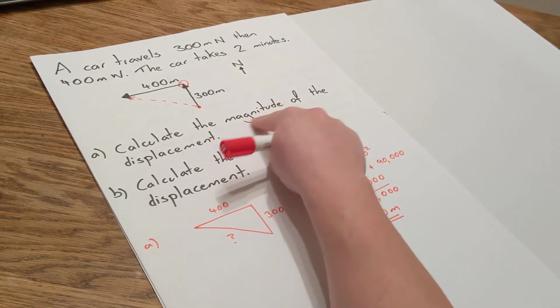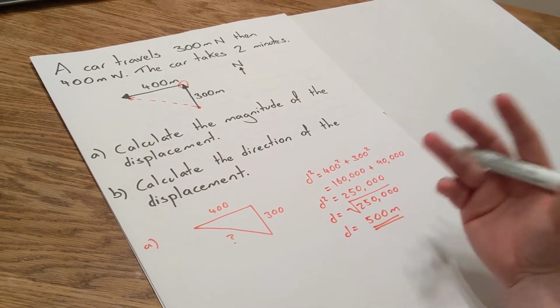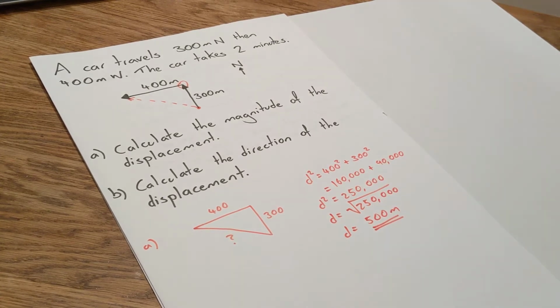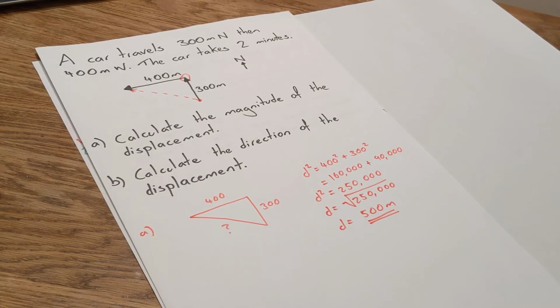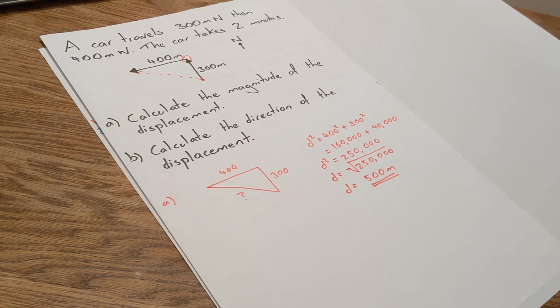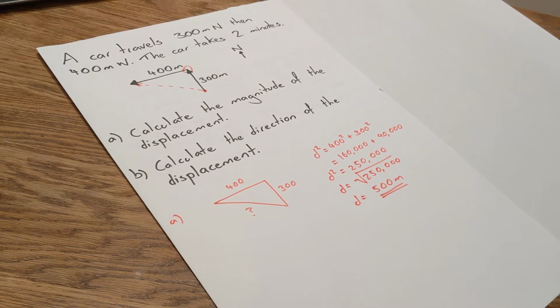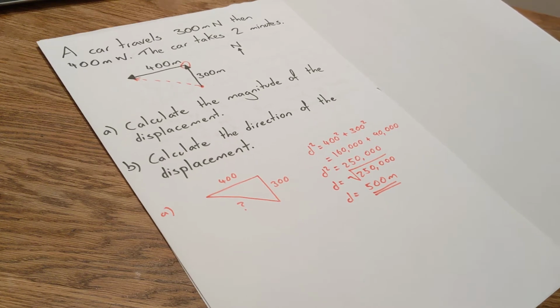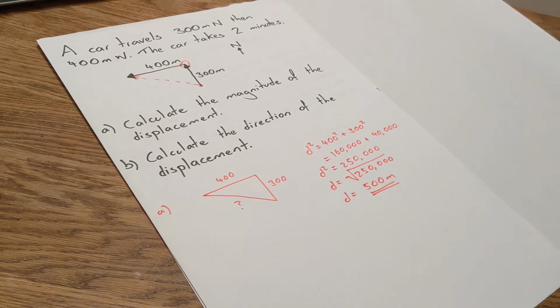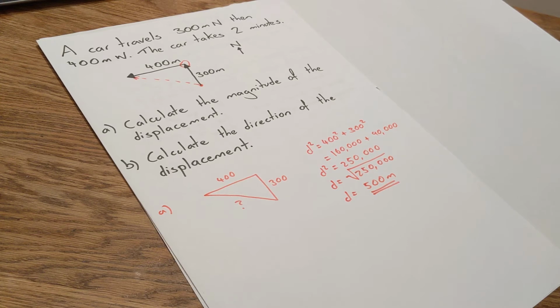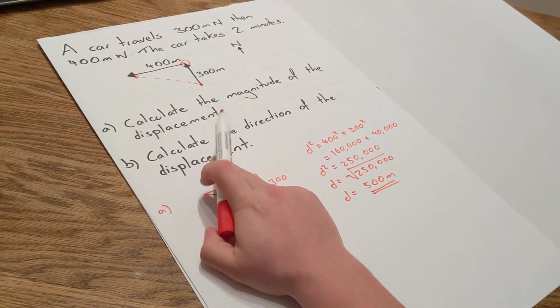Let's calculate the magnitude of it. So at this point, with the magnitude, we don't care about its direction. We just care how far the car has travelled. So its finishing place is 500 metres away from where it started. But that information by itself isn't very useful. That's why we then need to work out the direction. Because if I told you the place you need to get to is 500 metres away from where you started, without a direction, you could be running 500 metres anywhere, and you're not going to get to where you need to be. That's why we need to work out the direction.